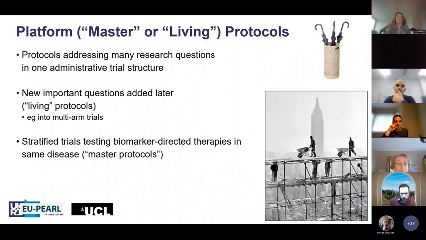And particularly in the context of oncology, you'll be thinking about stratified medicine, biomarker-directed therapies in the same disease. I think that's really important for us to bear in mind here.